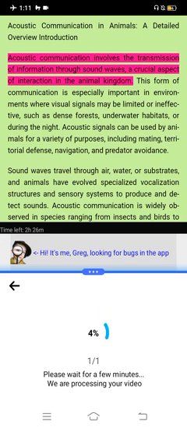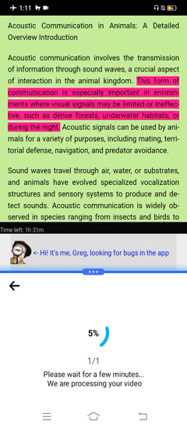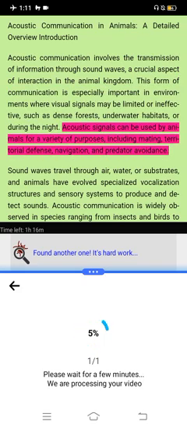Acoustic communication involves the transmission of information through sound waves, a crucial aspect of interaction in the animal kingdom. This form of communication is especially important in environments where visual signals may be limited or ineffective, such as dense forests, underwater habitats, or during the night. Acoustic signals can be used by animals for a variety of purposes, including mating, territorial defense, navigation, and predator avoidance.